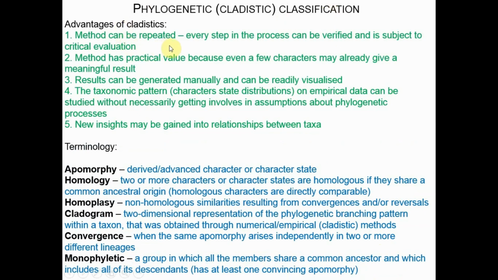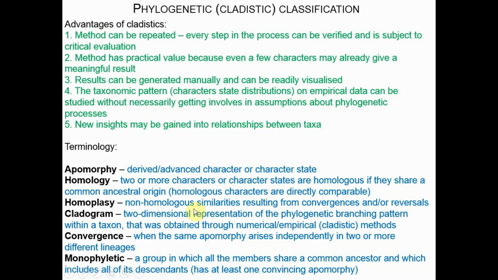Advantages is that the method can be repeated, every step is verified and subject to critical evaluation. Method has practical value because even a few characters may give a meaningful result. So you can see it's not as labor intensive as phenetic analysis. So remember where we had 60 to 100 characters. Here a few characters are already meaningful. Results can be obtained manually and are readily visualized. The taxonomic pattern on empirical data can be studied without involving assumptions about phylogenetic processes, and new insights may be gained into relationships of the taxa.